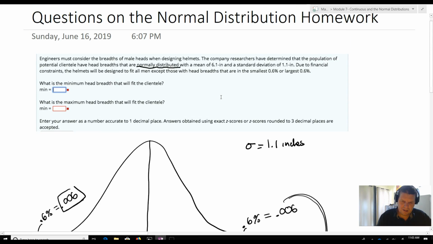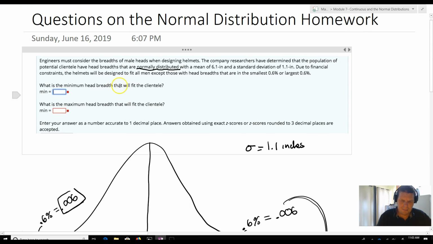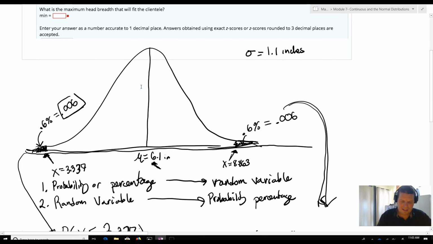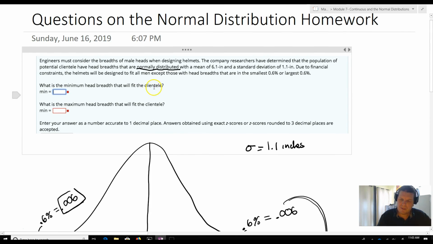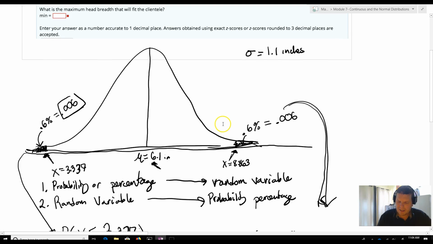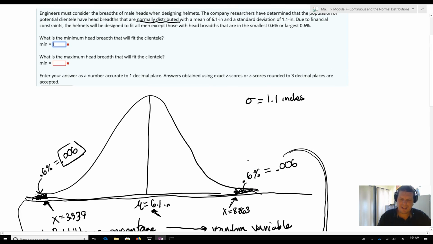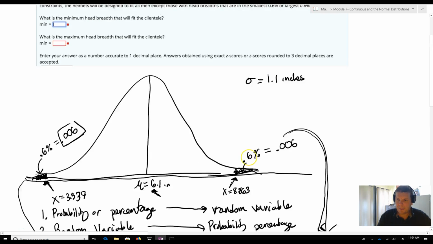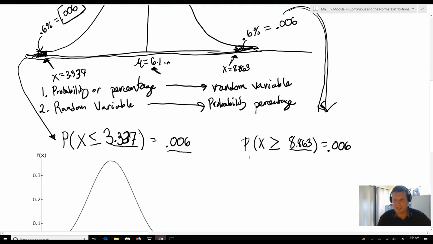So if I look here, what is the minimum head breadth that will fit the clientele? Well, that's the cutoff, 3.337 inches. What is the maximum head breadth that will fit the clientele? It's 8.863. That's the maximum head breadth. How do we find that? We use the normal calculator again, but instead of using the random variable, which is the thing we were looking for, we put in that percentage.